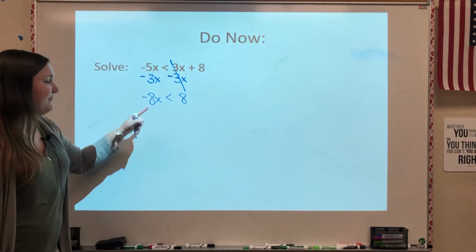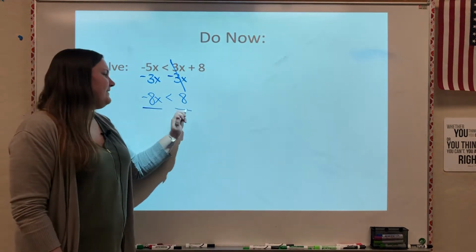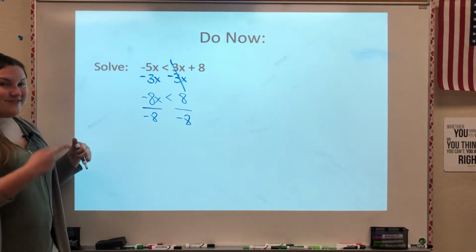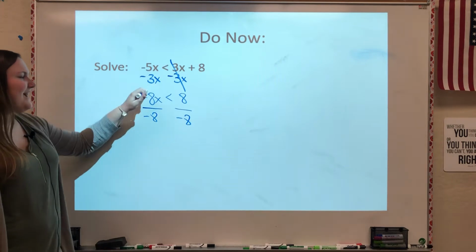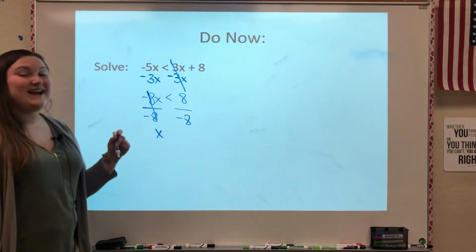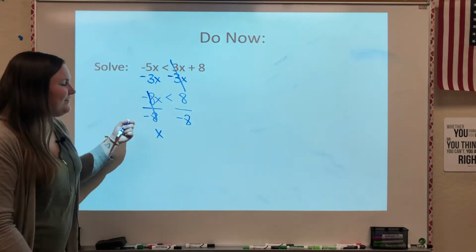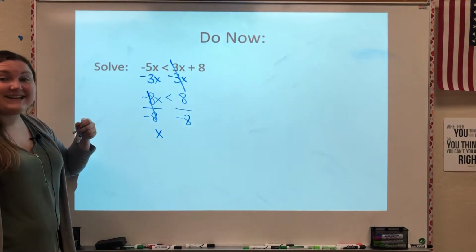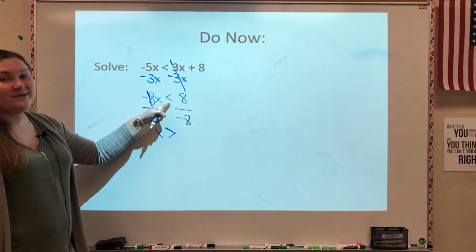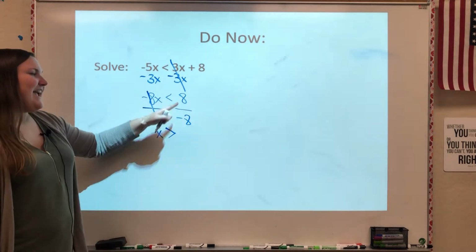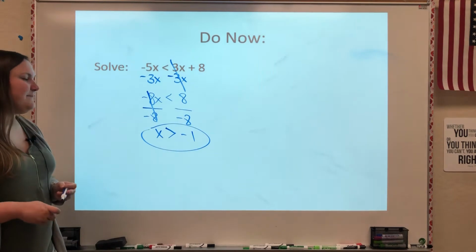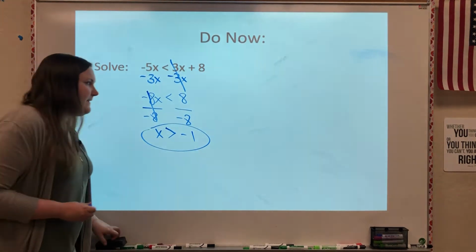My last step, if I want x by itself, I need to divide by -8. Now, part of the reason I'm giving you this particular problem is because I want to check to see, do you remember what we're going to do? I just divided by a -8. We learned if you're dividing an inequality by a negative number, that inequality sign has to change. So I'm changing it from less than to greater than. And then 8 divided by -8 gives me -1. So we get our answer, x is a number greater than -1.